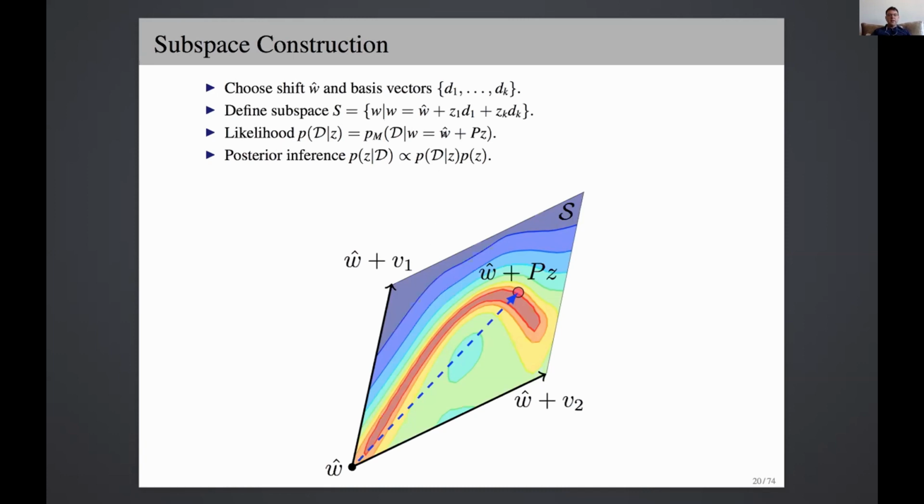Once we have that subspace, we can perform inference directly in Z space. And then we can use the Zs that we get, in conjunction with this equation here for the likelihood, to get Ws that we then use in our Bayesian model average.